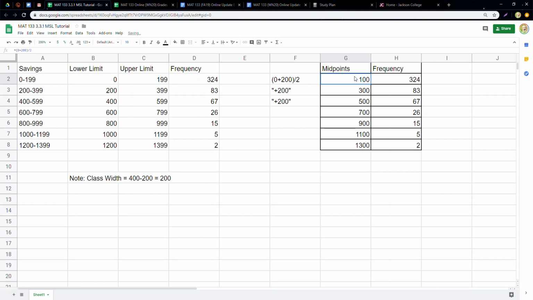So if I take the first column's midpoints, and then I add the width to it of 200, then I get the next one. Then I add the width again, that gets me the next 200, and so on. This table right here is what I'm going to actually use to answer the questions that it was asking for.